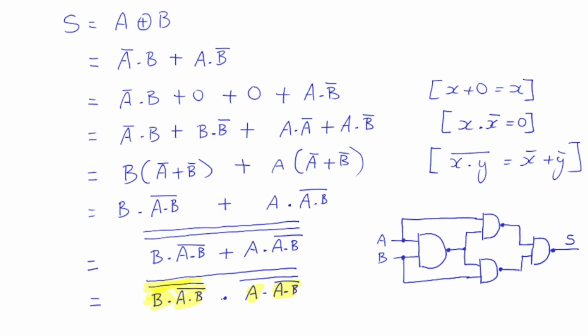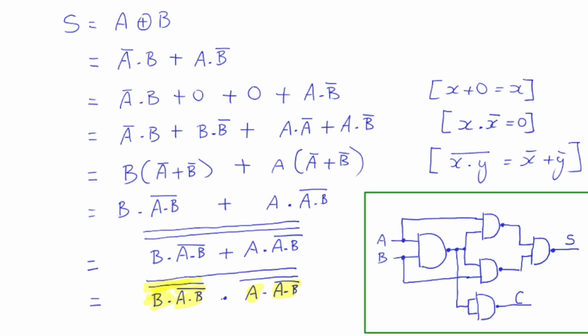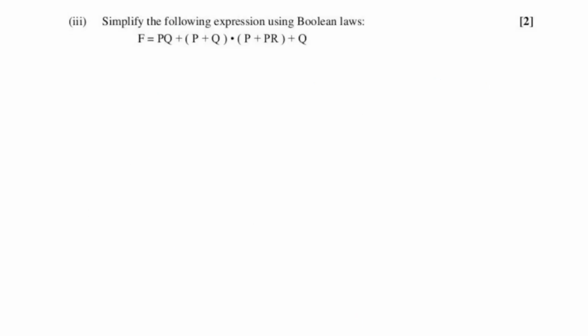What we can do now is we'll take one terminal, one point from here, and then we'll just add one more NAND, and this becomes the final carry. So we have a sum and we have a carry. So this is half adder using only NAND gates. This is our final answer.